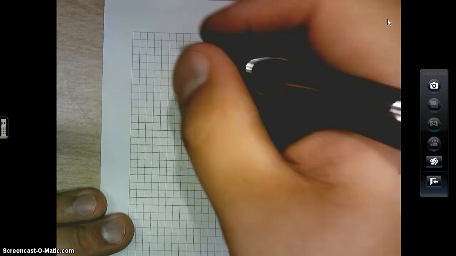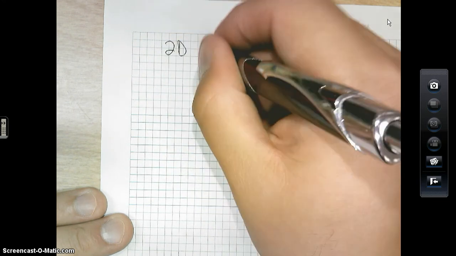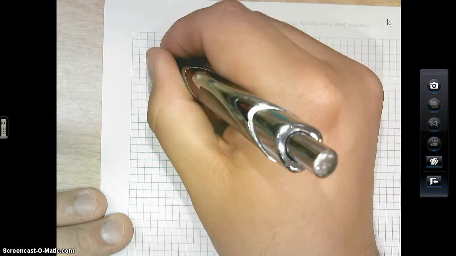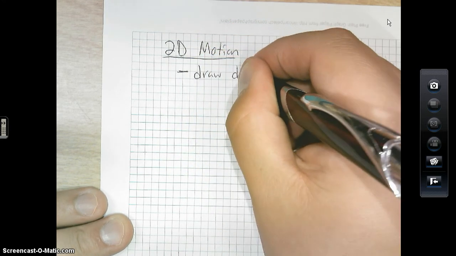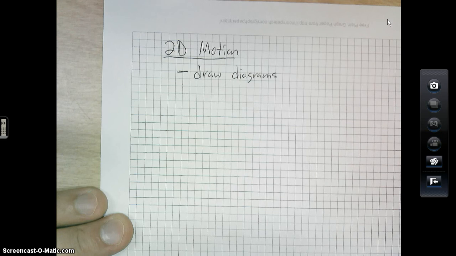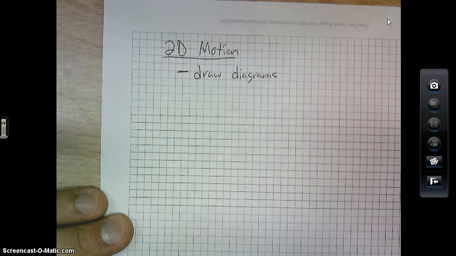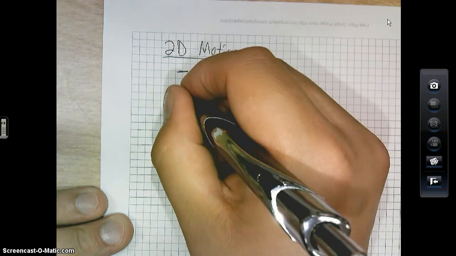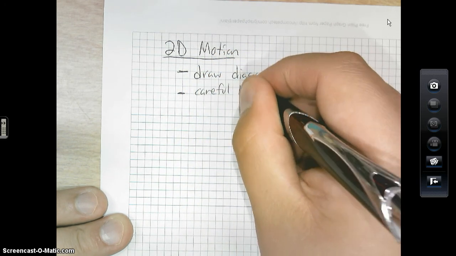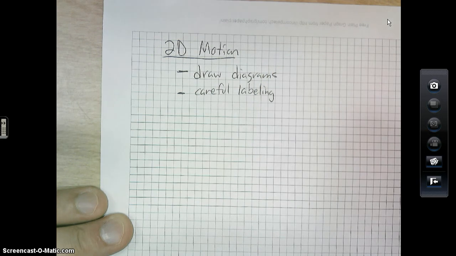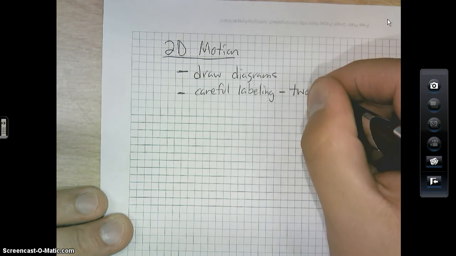Now, before I do any examples in 2 dimensions, I want you to be aware that it's oftentimes very important to follow a couple directions here. So for 2-dimensional motion, it's really important that you draw good diagrams. It is absolutely essential that you are good at drawing the situation that you read about in any question. The next thing is you want to be very careful with your labeling. Okay? And we're going to use the two-subscript method.